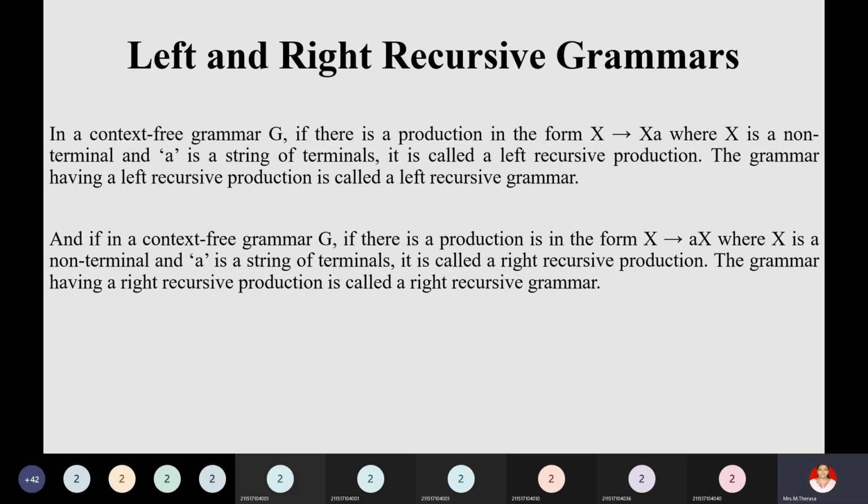Clear? And in a context-free grammar G, if there is a production in the form of X tends to AX, where X is a non-terminal and A is a string of terminals, it is called right recursive production. So the rightmost symbol of the right hand side of the production and the left hand side of the production are same. Then that production is right recursive production. If the grammar contains right recursive production, then the grammar is right recursive grammar. Okay.